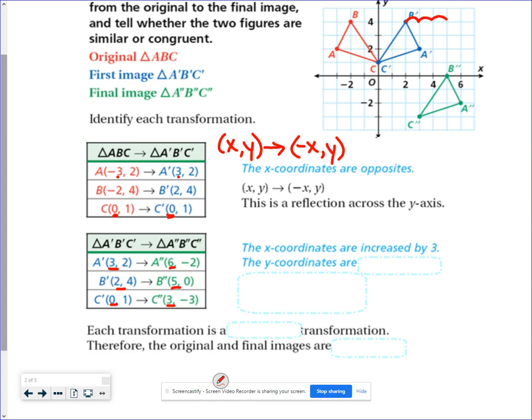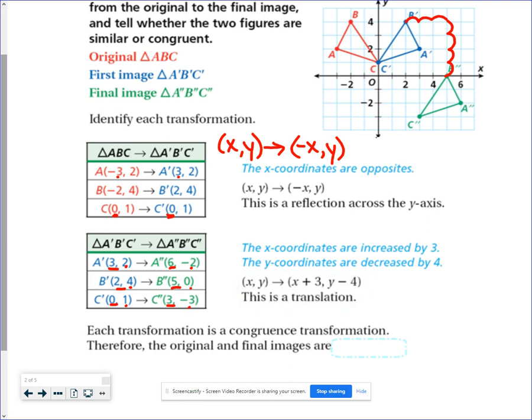And then the y coordinates, because it's moving down, that's going to move down 1, 2, 3, 4. And if I look at my y's, to go from 2 to negative 2, that is decreasing by 4. 4 to 0 is decreasing by 4. 1 to negative 3 is decreasing by 4. So that means that I've got a translation. It is a congruent translation since all of these were the same. And I'm moving to the right 3 and down 4, which means x plus 3, y minus 4. All of those shapes are congruent, so we don't have any dilations in this one.